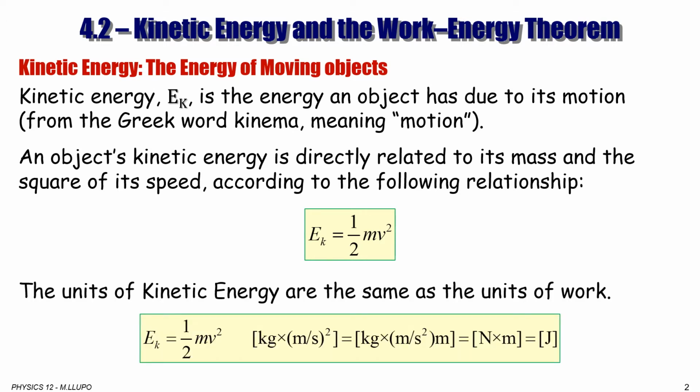And if you take a look at the units, since the formula has mass and velocity squared, a kilogram is the unit of mass, and meter per second, all to the power of 2, is the unit of velocity. That makes kilogram times meter per second squared times meter. That means kilogram times meter per second squared is a newton. So it's newtons times meter, which is equal to 1 joule, the unit of work that we already just did.